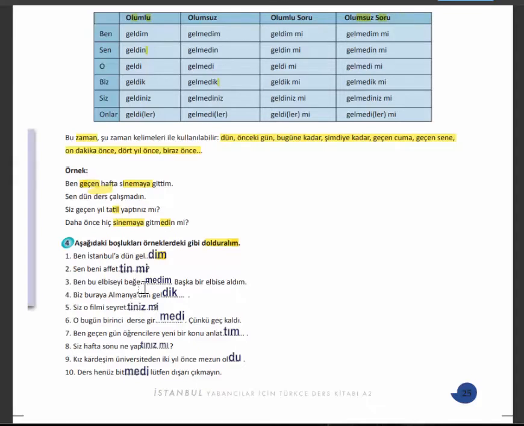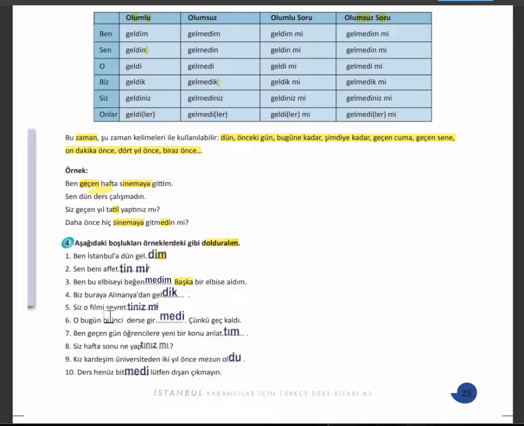Ben bu elbiseyi beğenmedim, başka bir elbise aldım. I bought another dress. Ben bu elbiseyi, this dress, beğenmedim. We will use beğenmedim. I didn't like this dress. That's why I bought another dress. Biz buraya Almanya'dan geldik. We came here from Germany. We came. Geldik. We came here from Germany.